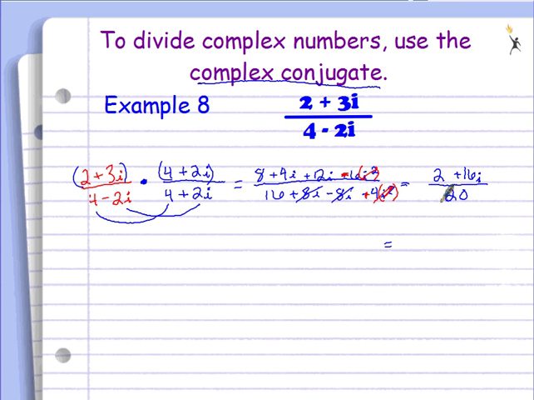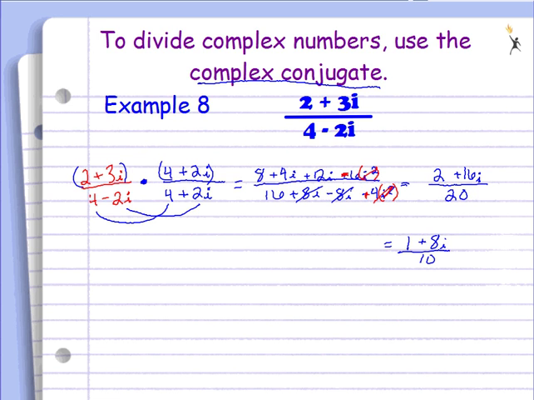Now you can continue to simplify this a little bit more. Notice that they're all even numbers. They're all divisible by 2. And as long as all 3 of these numbers are divisible or reducible by the same number, you can do it. So if I reduce everything by 2, notice I'll get 1 plus 8i over 10.